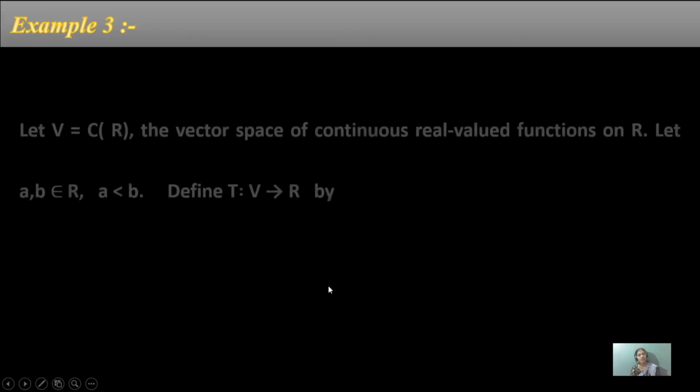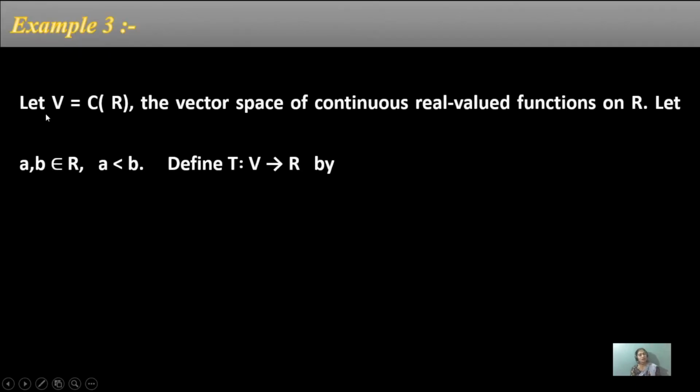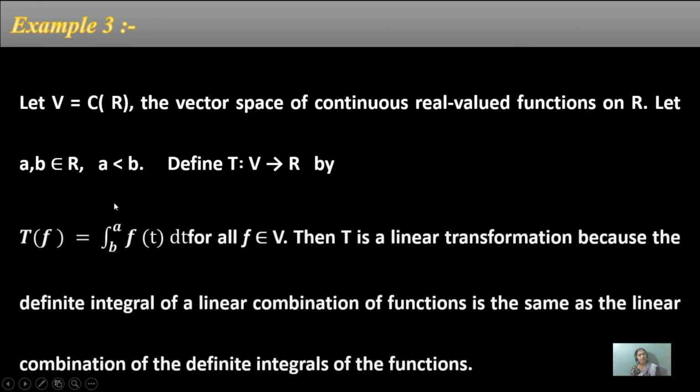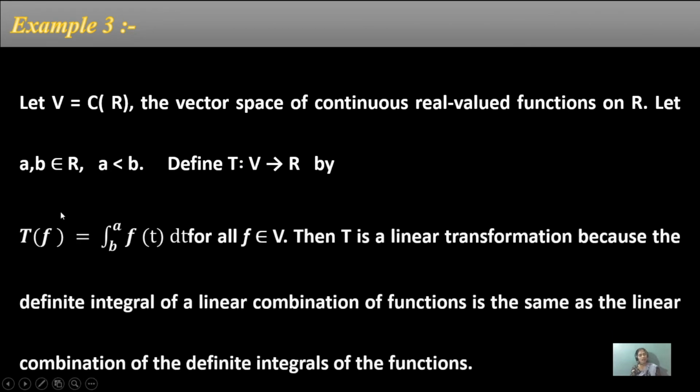Next is example three. Let V equal C(R), the vector space of continuous real-valued functions on R. Let a and b be real numbers with a less than b. Define T from V to R by the following equation. Okay, let us get started. What is the proof of this example?